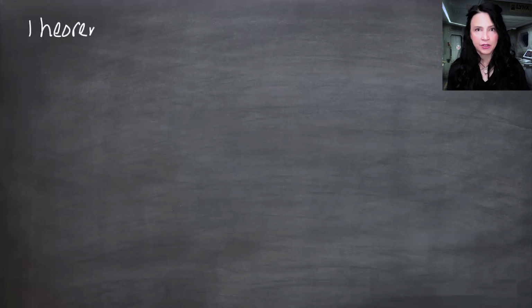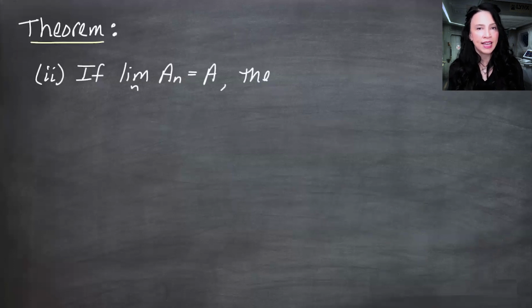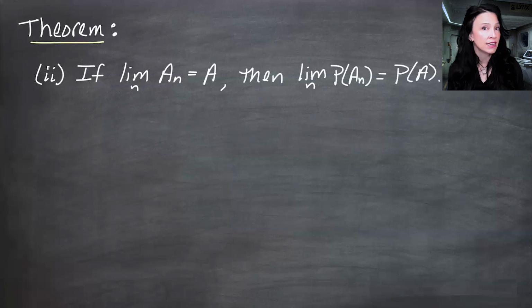Part double I of this theorem states that if the ANs are converging to a set A, not necessarily increasing or decreasing, then the probability measures of the individual sets are converging to the probability measure of the limit. So limit outside becomes a limit inside. To prove this is actually quite easy given we have done the work in part I.